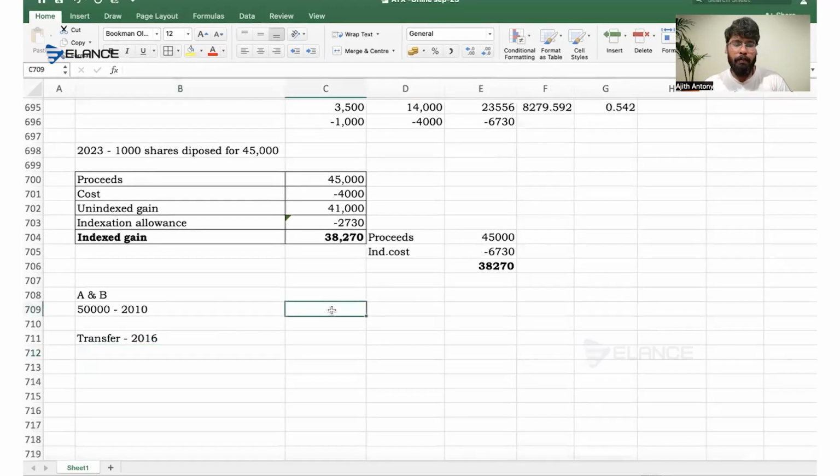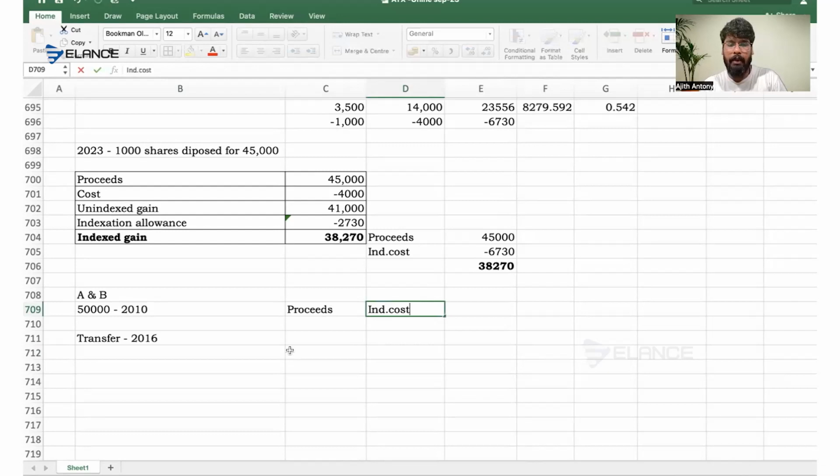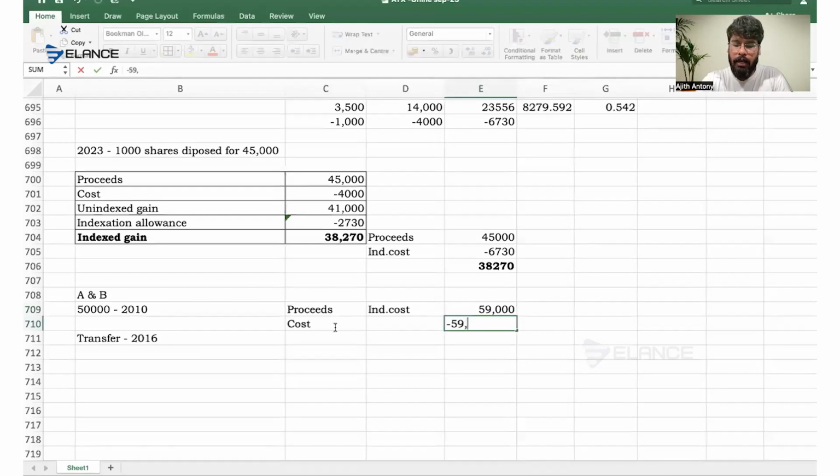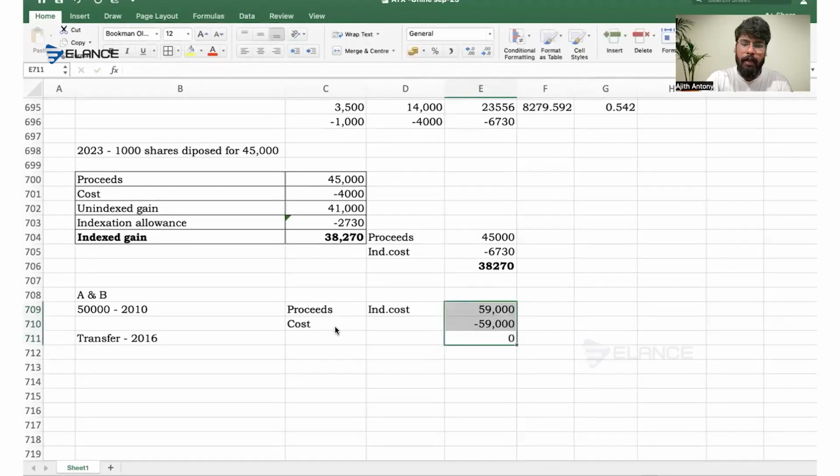ഓക്കെ, അപ്പൊ ഇതില് പ്രൊസീഡ്സ് ആയിട്ട് ഇവർ കാണിക്കുക ഇതിന്റെ ഇൻഡെക്സ്ഡ് കോസ്റ്റ് ആണ്. എ കമ്പനി ഈ അസറ്റ് പർച്ചേസ് ചെയ്തത് 2010-ൽ 50,000-നാണ്. 2016 ആകുമ്പോഴേക്കും അതിന്റെ ഇൻഡെക്സ്ഡ് കോസ്റ്റ് കുറച്ചും കൂടി കൂടില്ലേ, ഇൻഡെക്സ്ഡ് റൈസ് വരും. അപ്പോ ഇൻഡെക്സ്ഡ് കോസ്റ്റ് ഇൻ 2016 ഈ 50,000 എന്നുള്ളത് ഒരു 59,000 ആയെന്ന് വിചാരിക്കും. അപ്പൊ പ്രൊസീഡ്സ് ആയിട്ട് എ കമ്പനി 59,000 കാണിക്കും. അതേപോലെ തന്നെ കോസ്റ്റ് ആയിട്ടും 59,000 തന്നെയാണ് കാണിക്കുക. അപ്പൊ അവിടെ ഗെയിൻ ഒന്നും വരുന്നില്ല.